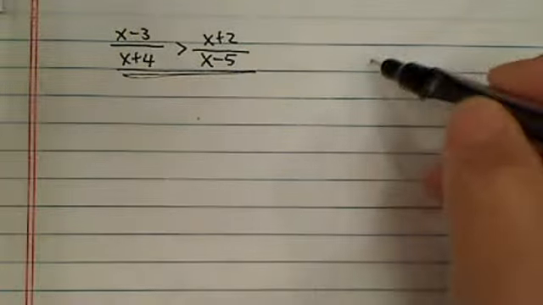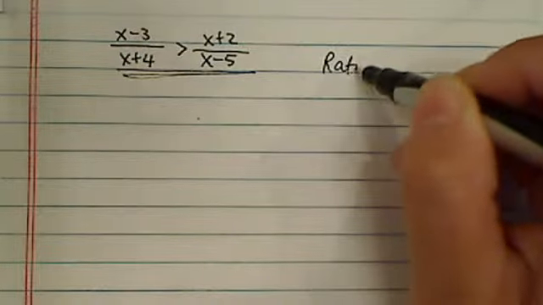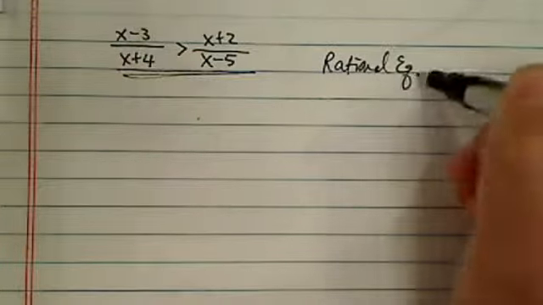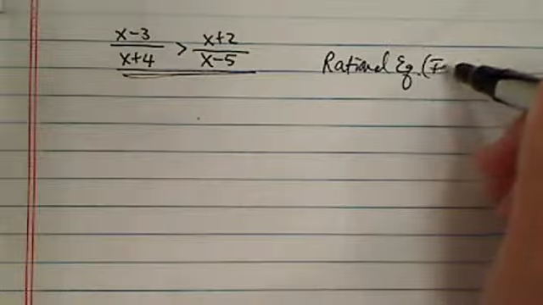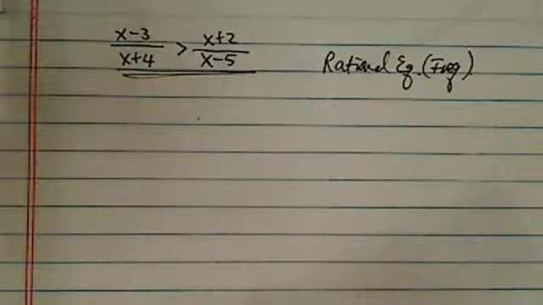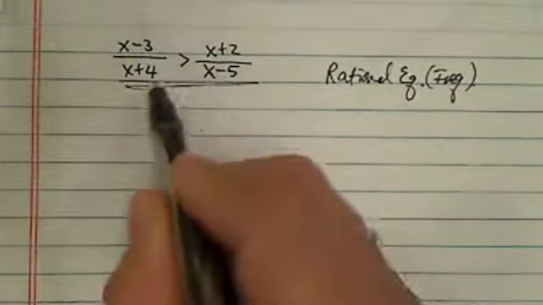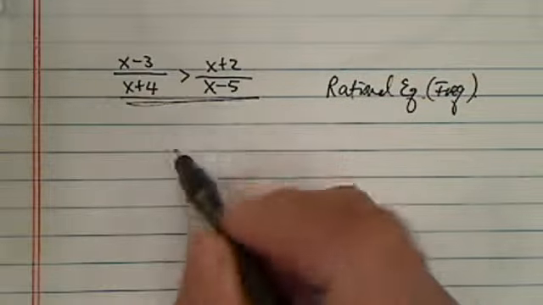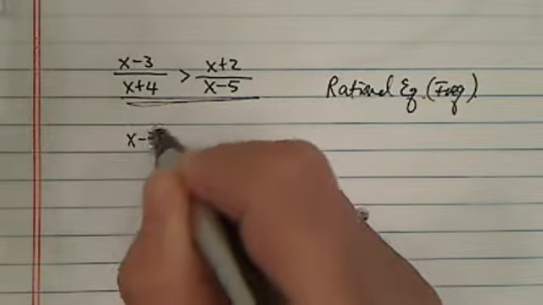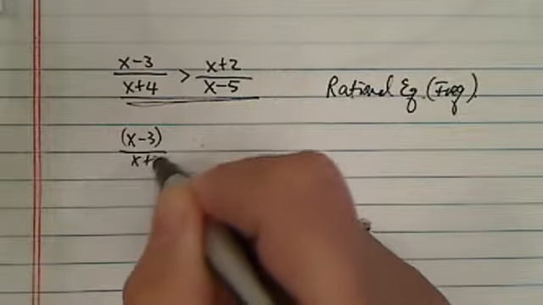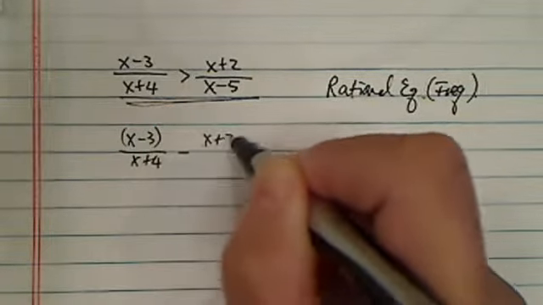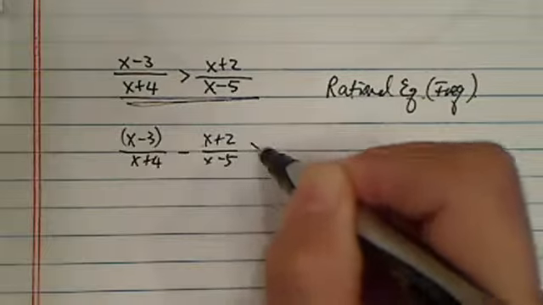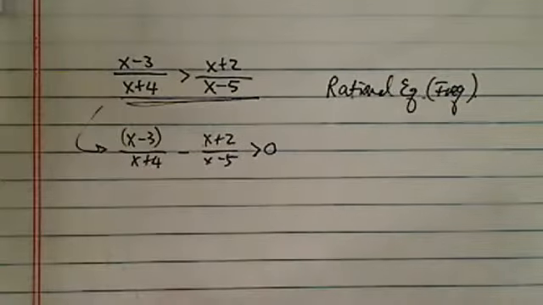So let's talk about how to solve rational equations. Okay, or actually, this one is an inequality. So first thing we're going to do is move this to one side, and we're going to solve for something bigger than 0. So x minus 3 over x plus 4, minus x plus 2 over x minus 5. This one we want to solve. This one is equivalent to this one.